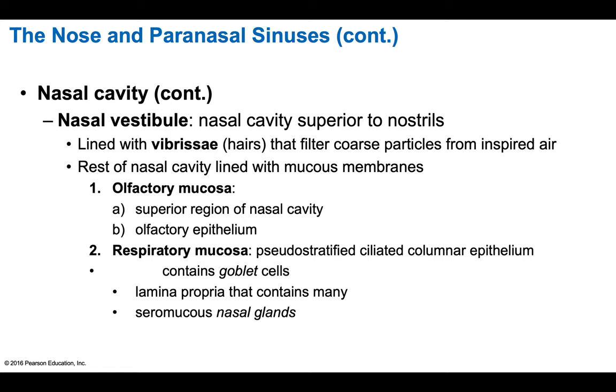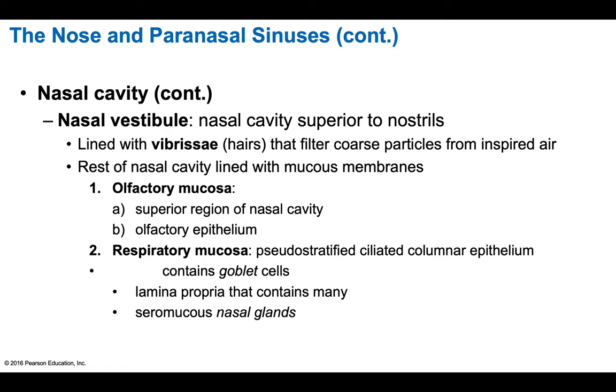The part of the nasal cavity superior to each nostril is called the nasal vestibule. It's lined with skin containing sebaceous and sweat glands in addition to hair follicles. We call these follicles vibrissae, and their job is to clean up the air; whatever particles or dust or other contaminants might be in the air, they help pick them off.